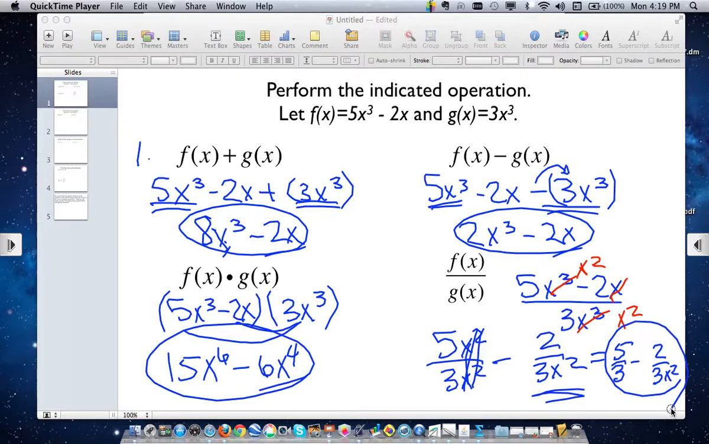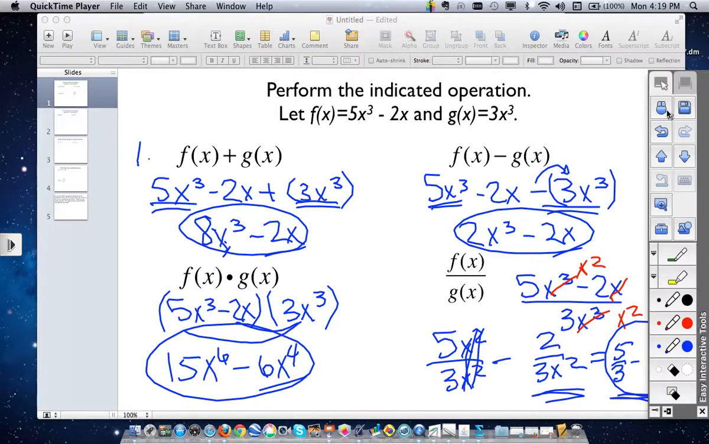If you rewrite this in an equivalent way, then that's fine. Negative 2 over 3x squared plus 5 thirds, that's fine. But this is the most basic way to write it at first. All right, let's take a look at our next slide.